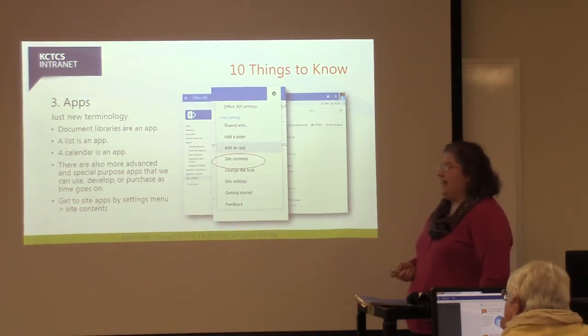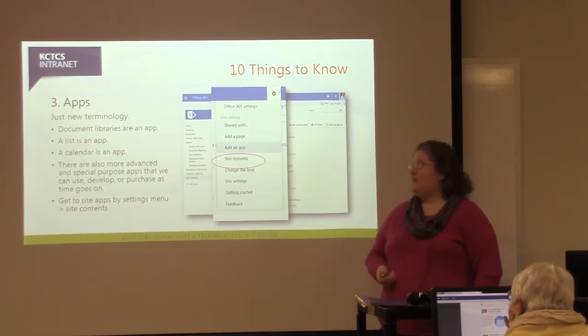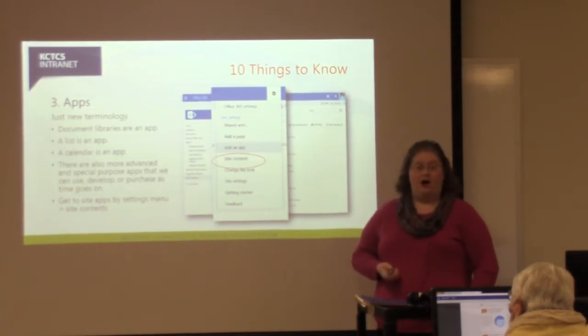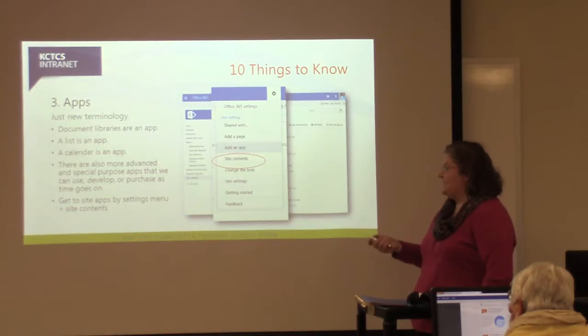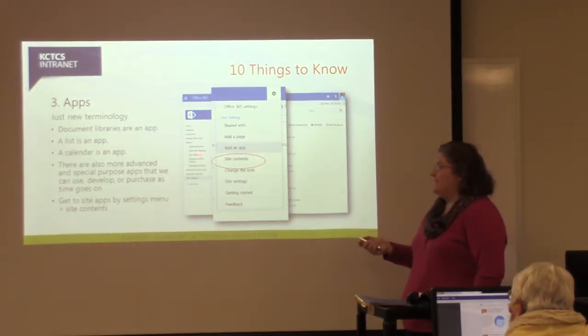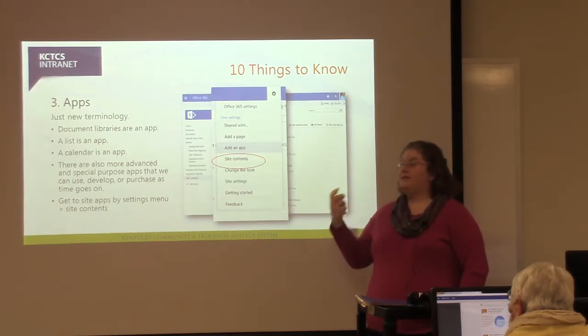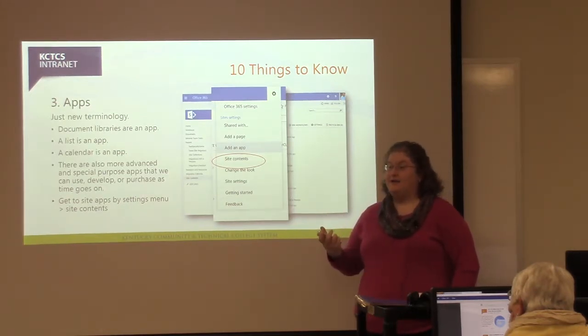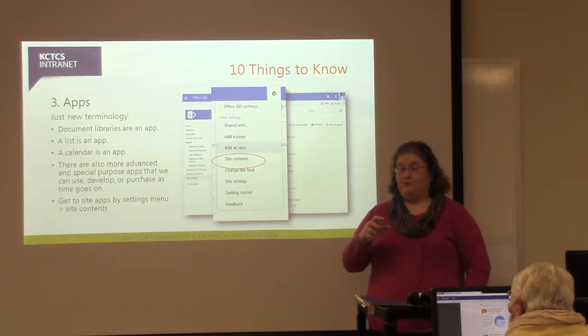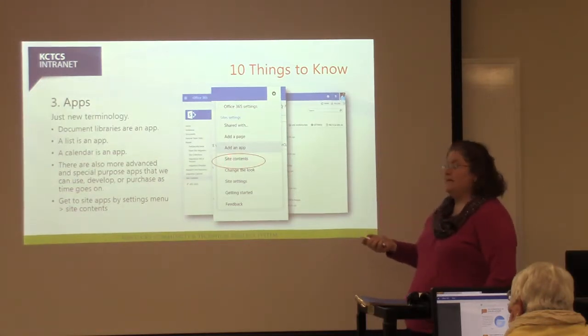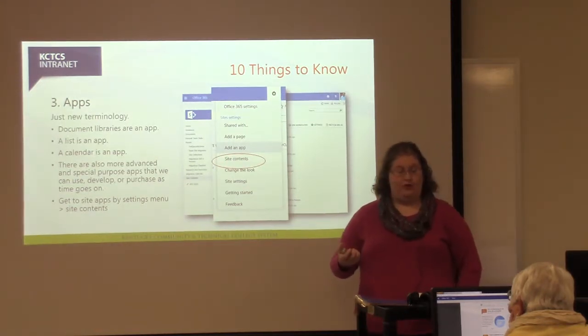There's a link on there called Site Contents. If you go to Site Contents, you're going to get a page where one of the options is to add an app. That Site Contents area is where, as a team member, you can see all the apps that make up that site that you have access to. So for instance, if you had access to a document library, you could go to Site Contents and view that document library from that area.